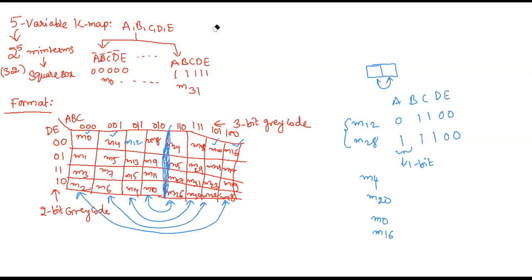Next one is grouping minterms. Cells with adjacency, or a group of cells with adjacency, should form a group. It is similar to 2 variable, 3 variable and 4 variable. The point is the same. Group cells with adjacency, or a group of cells with adjacency, should form a group.